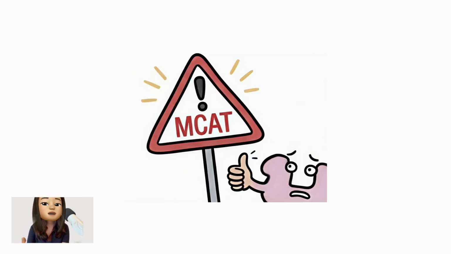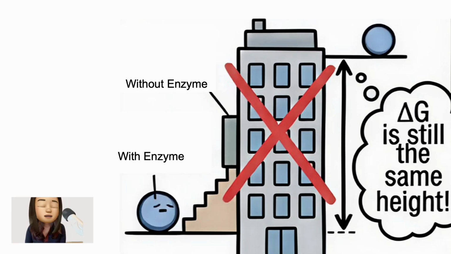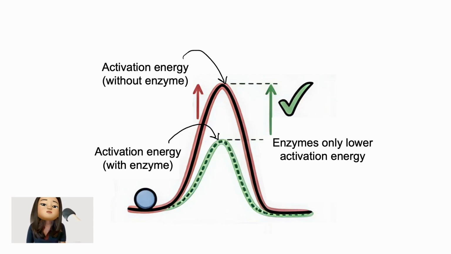Just to be super MCAT safe here, make sure that you know that the enzyme does not change the equilibrium. It does not change the delta G. Remember, delta G determines whether a reaction is spontaneous or not. And thirdly, they only lower activation energy.